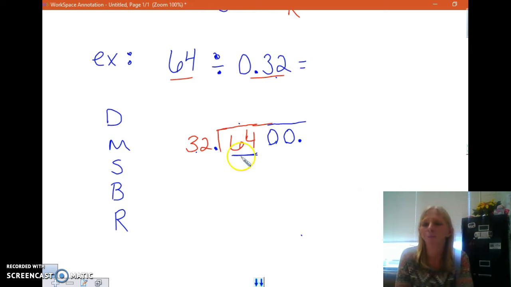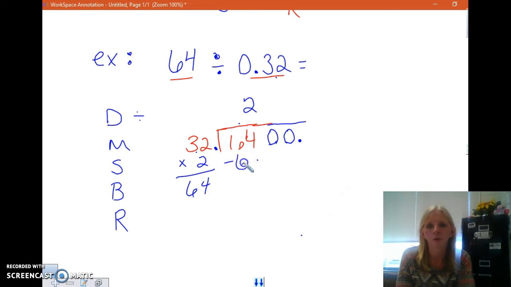64 is correct. Now that we have a focus, we know 32 goes into 64. How many times does it go into 64? It goes in there twice. So we just divided. We came up with a 2. Now we're going to multiply 32 times 2. And turns out it goes into it very evenly. So 64 goes down here, and now we're ready to subtract. 64 minus 64 is 0.